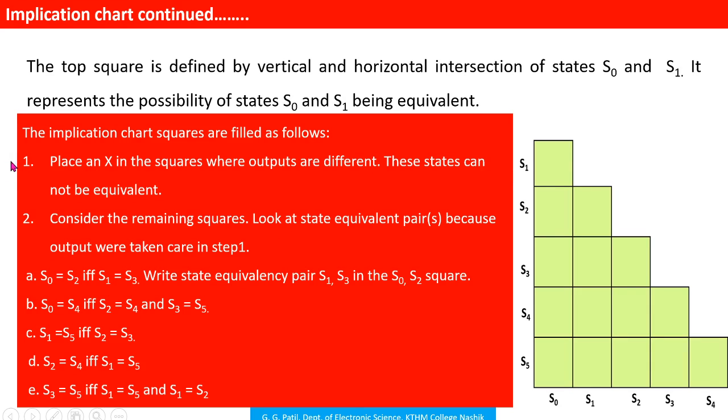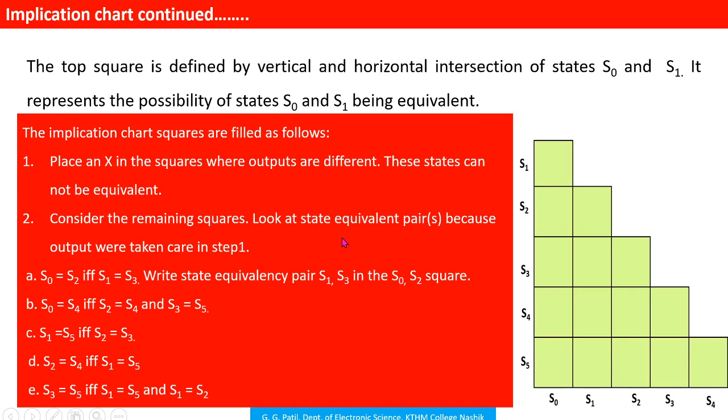Then once it is done, what is to be done next? Consider the remaining squares. Look at the state equivalent pairs because outputs were taken care of in the first step. Those state spaces having different outputs, we have placed the X mark. So the very first step, we take care of output.